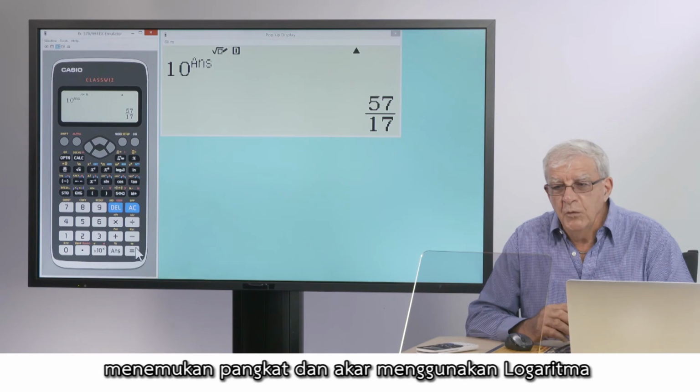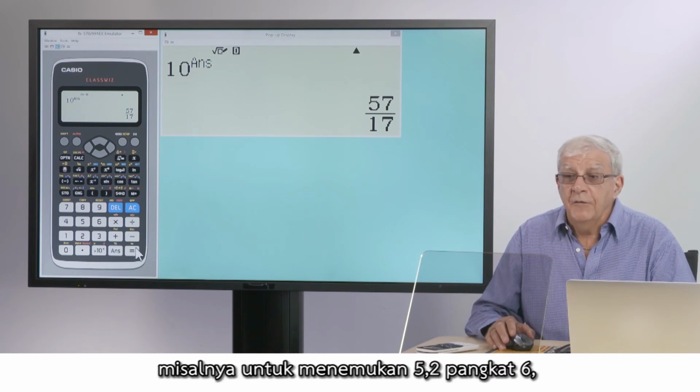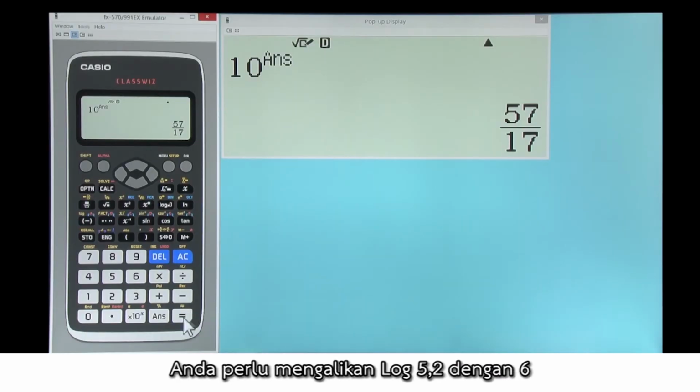Finding powers and roots using logarithms involves multiplying or dividing. For example, to find 5.2 to the power 6, you would need to multiply the log of 5.2 by 6.